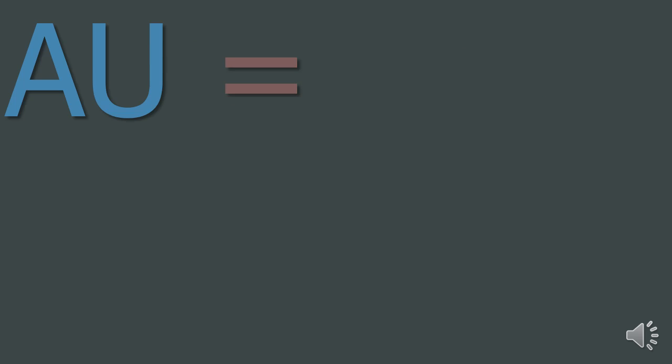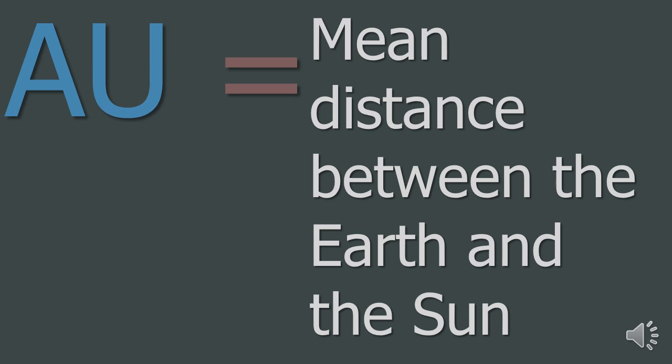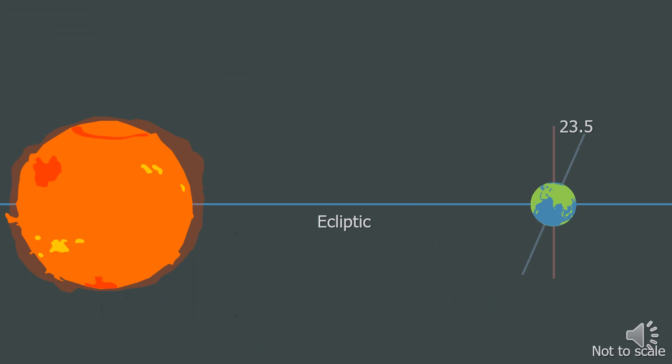3. The astronomical unit. We've already covered this in topic 1.3, so just to refresh you, the astronomical unit is the mean distance between the Earth and the Sun. It is 150 million kilometers. 4. The ecliptic. The ecliptic is the plane that the planet Earth orbits around the Sun.